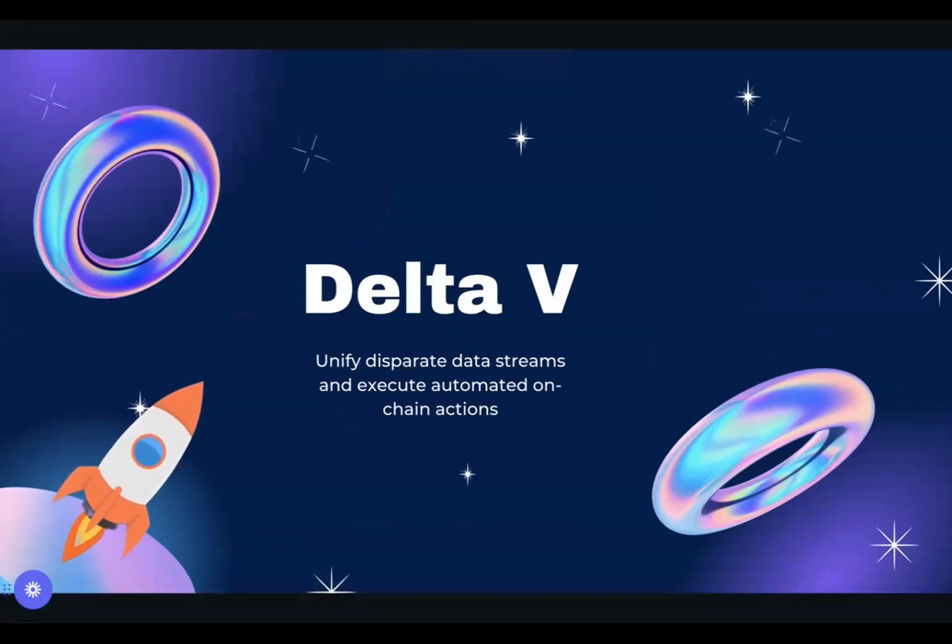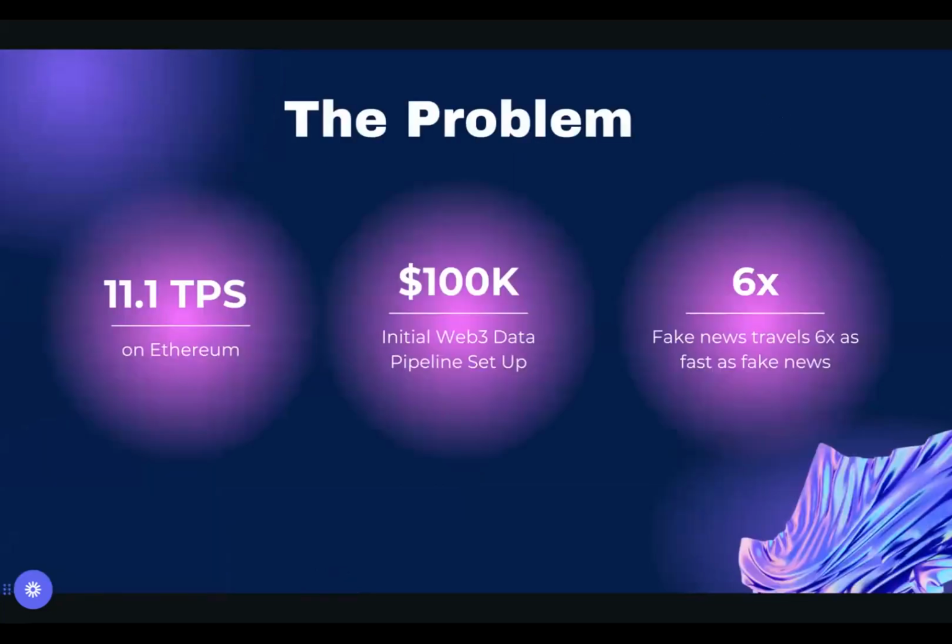So I built Delta V, which is basically a modular data layer that allows you to aggregate data into disparate data streams and then take action off of those data points using triggers. How it works is the user will walk through their flow and they'll be able to add if-then triggers based on certain things that happen on chain, and we can actually execute transactions on chain for you based on these triggers. I'm going to explain more in a sec, but first a bit more about the problem.